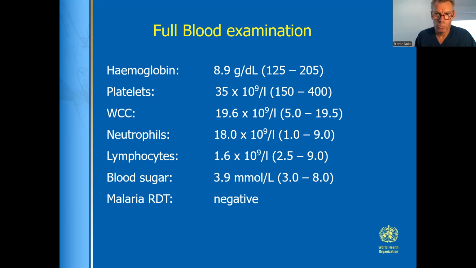His blood sugar was normal, and his malaria rapid diagnostic test, because he came from a malarious area, was negative. So we're stuck with a systemic infection with thrombocytopenia, a mild rash related to that, a petechial rash, with no clear localizing features, but it's not malaria, and so still could be a number of other things.